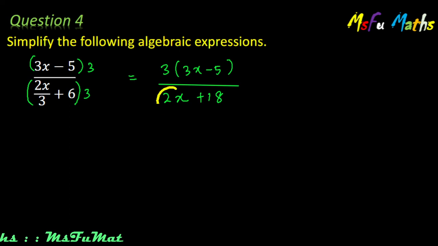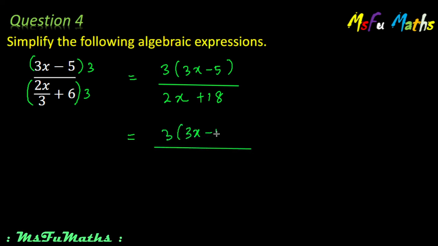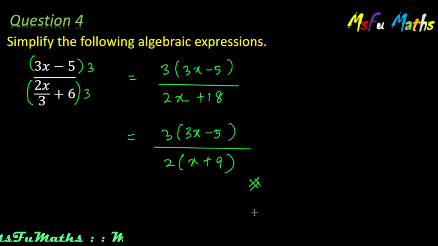2x and 18 still can be factorized. I think the common factor is 2. So we write here 3 bracket 3x minus 5, and then our denominator now becomes x plus 9. Okay, that's it. Now one more example.